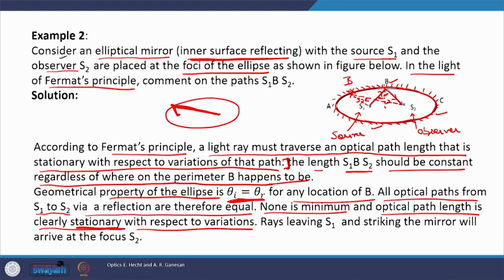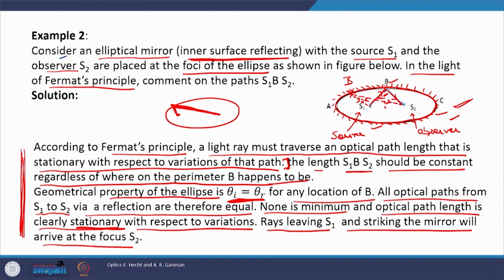Irrespective of the position of point B, we are getting the same path length, which is exactly the Fermat principle. The path length should be stationary with respect to the variation in the path. We are varying the path, still the path length is coming the same again and again. It means that the ray leaving S1, our source, and striking the mirror will arrive at focus S2. Okay. Now, this is the discussion in the domain of Fermat principle of this figure.